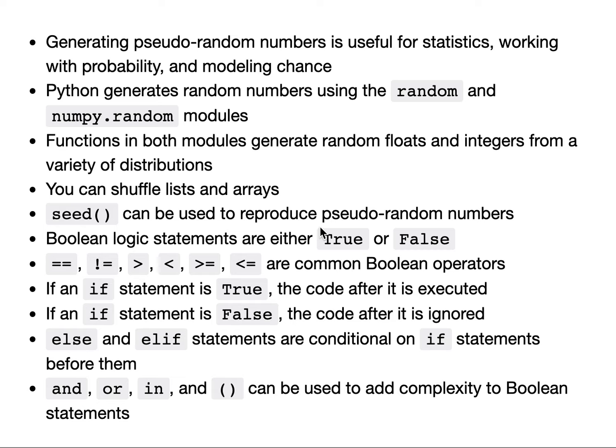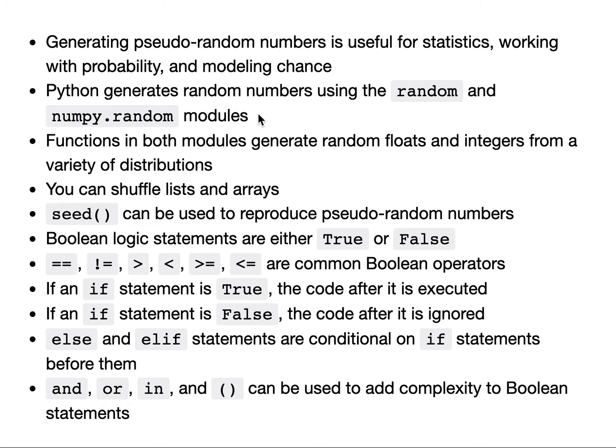After we learn how to generate random numbers, we'll look at if statements. Boolean logic statements are either true or false. Equals equals, not equals, greater than, less than, greater than or equal to, and less than or equal to are all common Boolean operators. If an if statement is true, the code after it is executed. If an if statement is false, the code after it is ignored. Else and else if statements are conditional on the if statements that come before them. And, or, in, and parentheses can all be used to add complexity to Boolean statements.